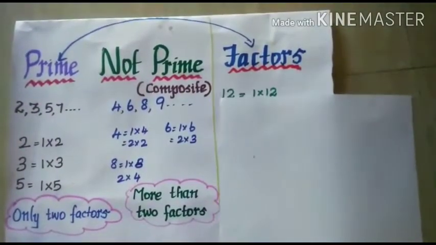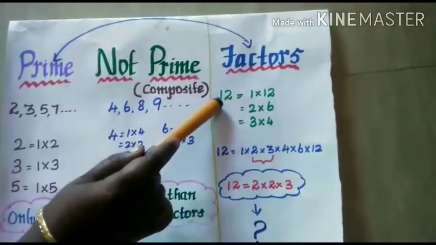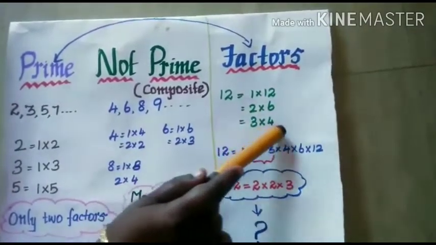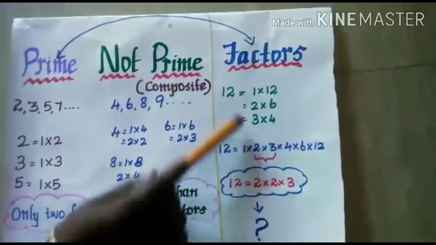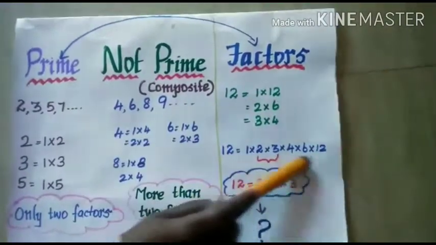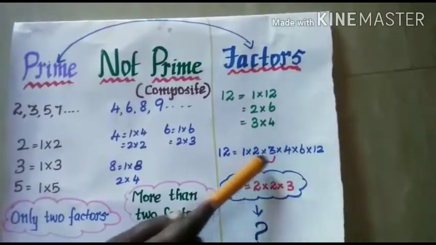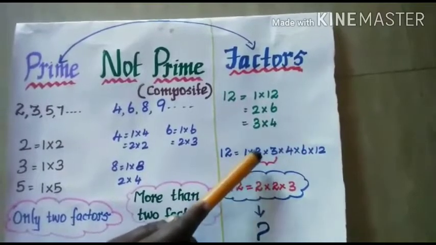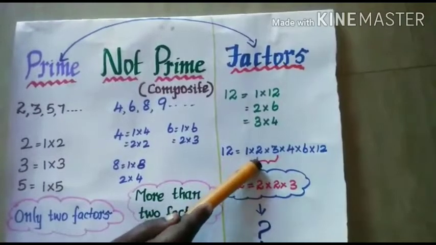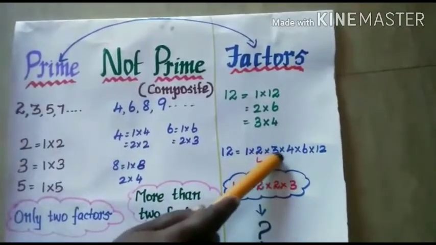Now let us find out factors for 12. 12 I can write as 1 into 12, 2 into 6, 3 into 4. So what are the factors for 12? 1, 2, 3, 4, 6 and 12. Here I have written. When you observe this, here 2 and 3. What are these 2 and 3? We know that 2 and 3 are prime numbers. That is, they have only two factors. 2 and 3 have only two factors. So these two are prime numbers.